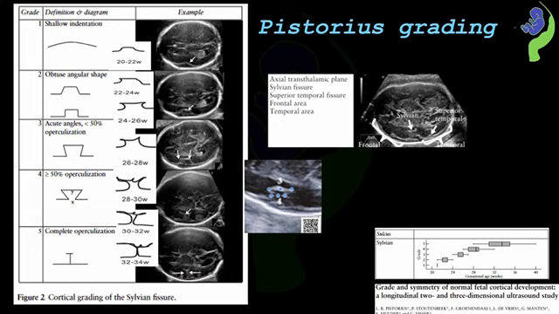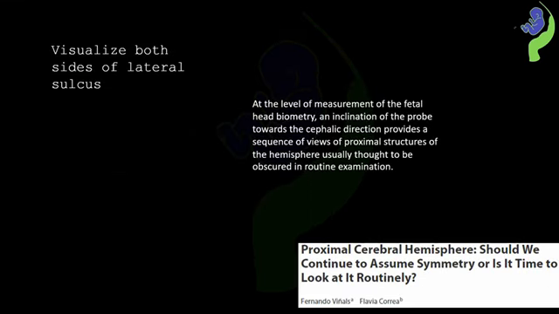In this article, the author had visualized lateral sulcus in the axial transthalamic plane. When assessing the Sylvian fissure, it is important that we visualize both sides because the asymmetry can even be present unilaterally.